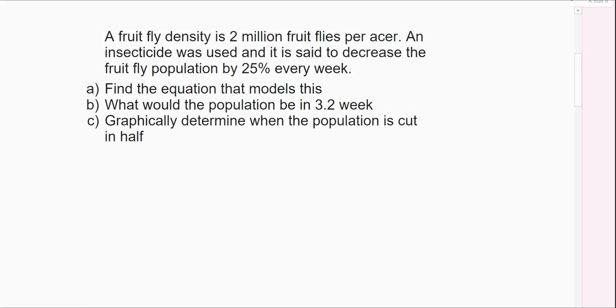All right, the last application is an example of exponential decay. We did an example of exponential growth, and it's very similar, but there's an important thing you have to remember about when it's a decay problem. All right, so we have a fruit fly population.